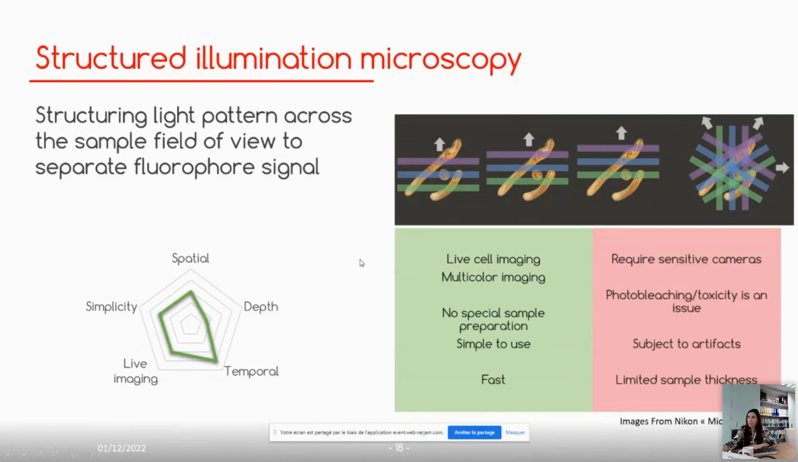But we do need sensitive cameras to pick up these details. Phototoxicity, bleaching can still be an issue, so we want to make sure to choose stable fluorophores. This technique historically has been prone to some artifacts due to the way that the reconstruction is done. And if we have a lot of background signals, so really dense fluorophores, it can be especially prone to artifacts. And to get very, very good resolution, we can be a bit more limited in how thick the sample can be.